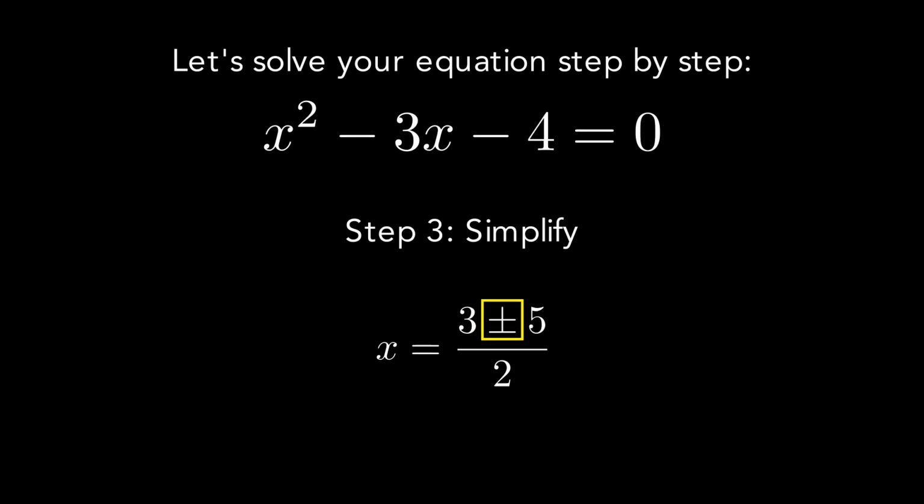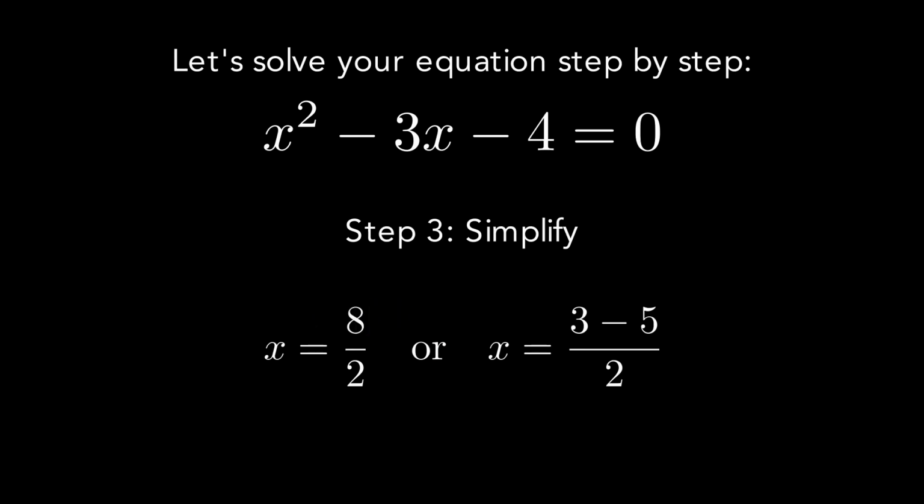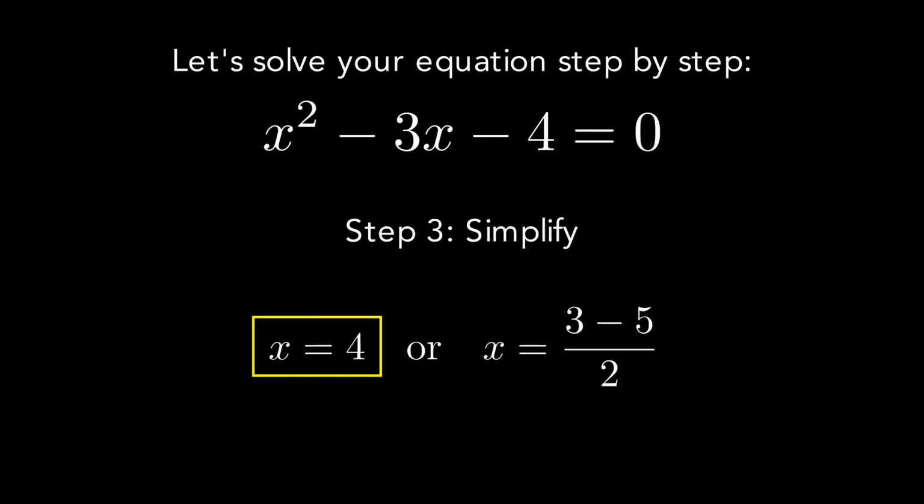And now let's break up the plus and minus into 2 answers. Let's simplify each answer. So 3 plus 5 is equal to 8. 8 divided by 2 is equal to 4. So our first answer is x is equal to 4.